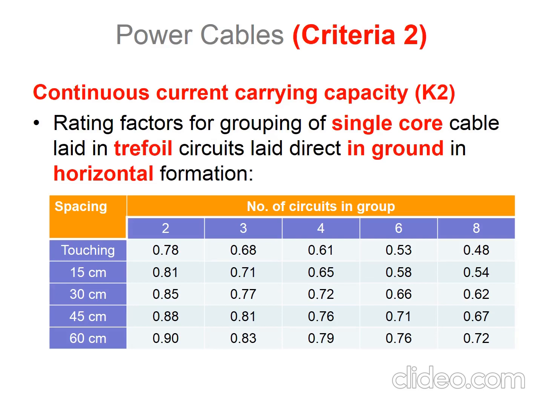Next, this is the rating factor for grouping of single core cable laid in trefoil, laid direct in ground in horizontal formation. There is the spacing here, and also the number of circuits in group, and also the factor.